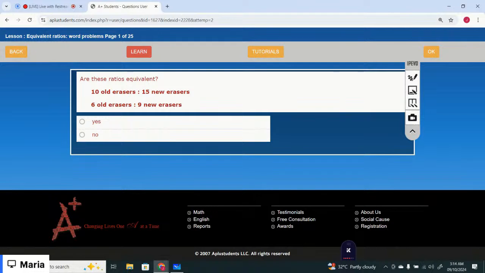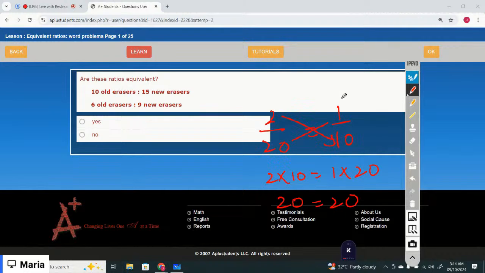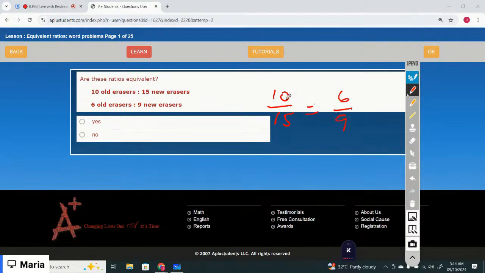Are these ratios equivalent? That is 10 old razors to 15 new razors and 6 old razors to 9 new razors. That is, just make a ratio 10 to 15 and 6 to 9. Right now, equate them. 10 times 9, just cross multiplication, and 6 times 15. 10 times 9 is 90 and 15 times 6 is also 90.